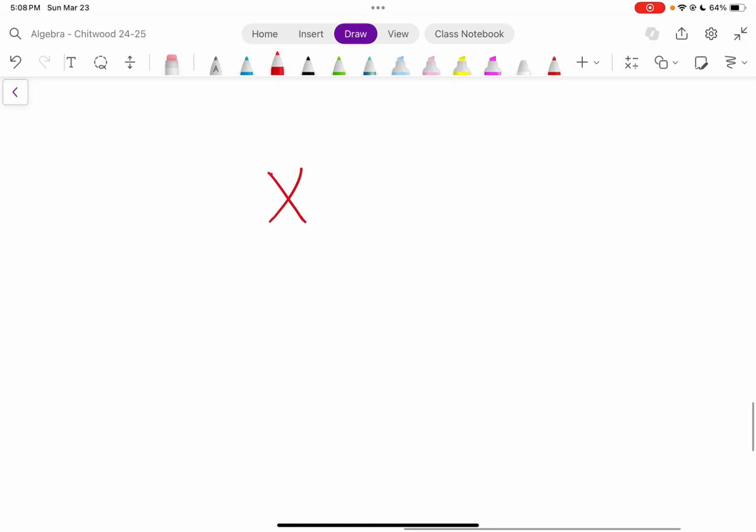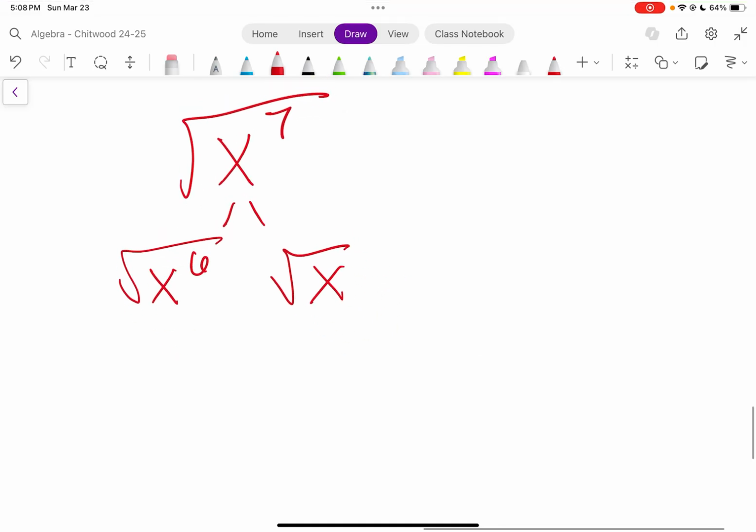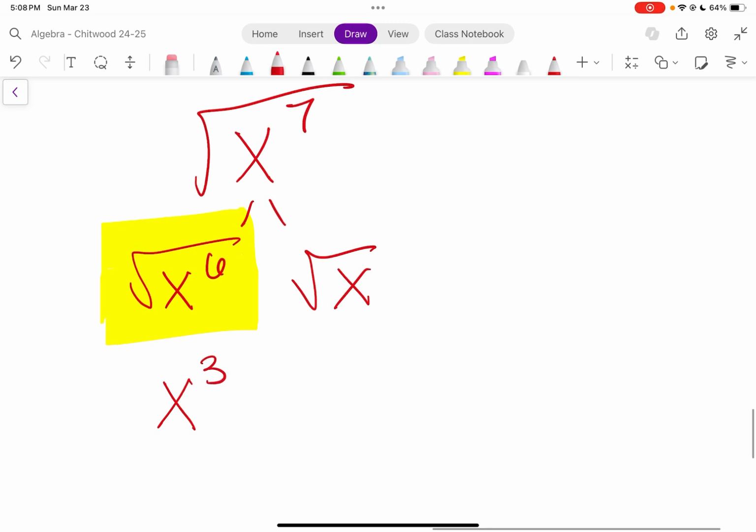If I have x to the power of 7, same thing, that's an odd amount. I want to break it up into the greatest even amount. So x to the power of 6 times x. Obviously, they're both being square rooted. This is my even amount. This is what is going to be divided by 2. 6 divided by 2 is 3, so my exponent will become 3, and I still have the square root of x.